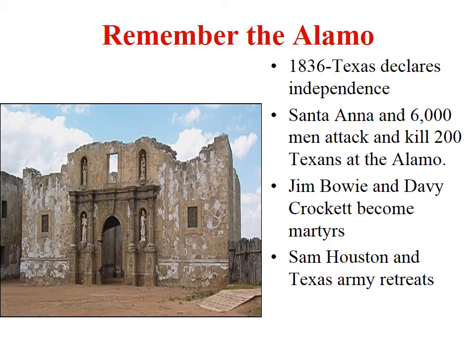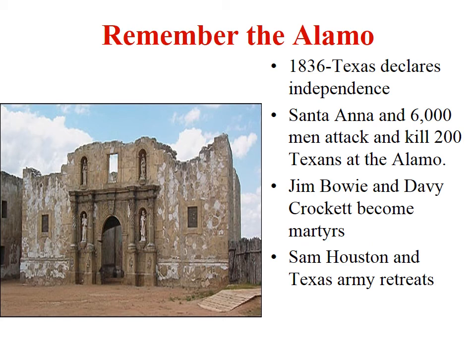So there's the Alamo. Here's the highlights. 1836, Texas declares its independence. Santa Anna and 6,000 men invade Texas, and they surround the Alamo, which is an old Spanish mission, and after, I believe, a 13-day siege, maybe a 16-day siege, they kill all 200 Texans at the Alamo. So they took no surrender whatsoever.